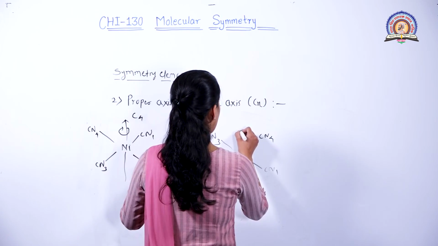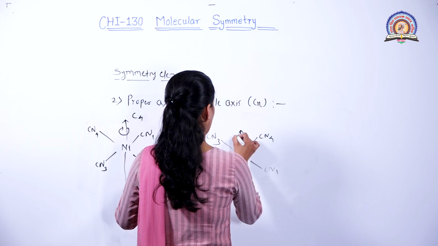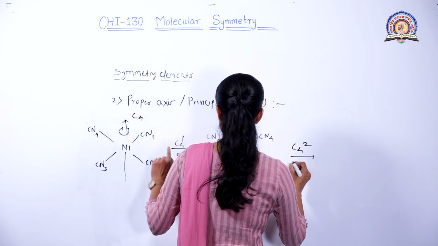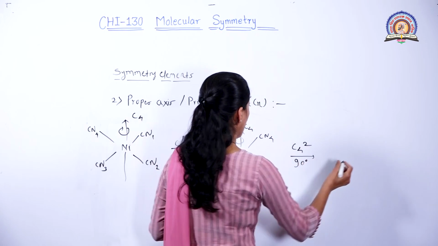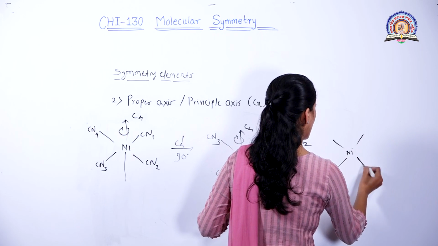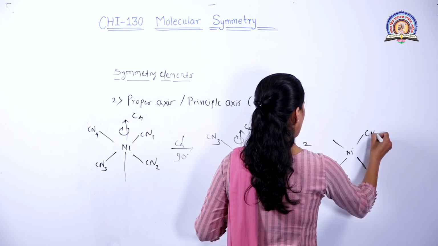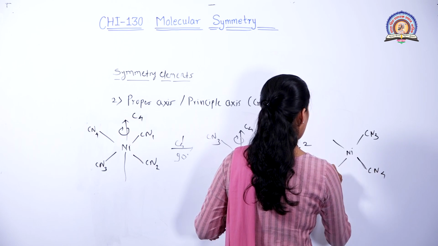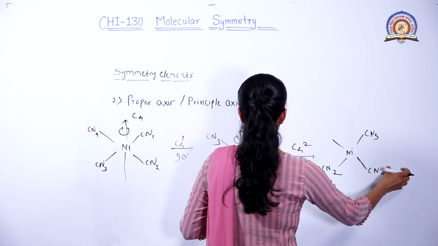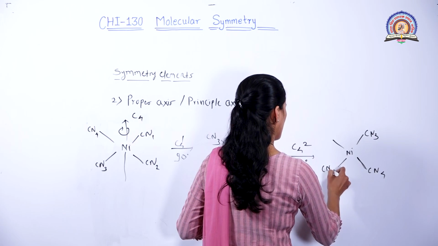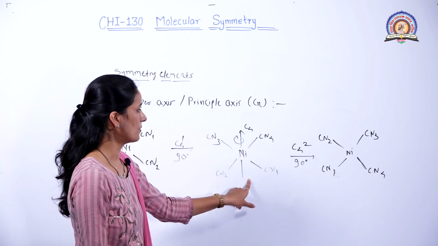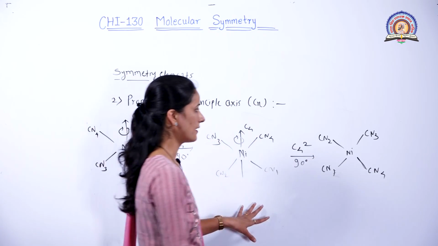The second operation, C4, that is second operation, C4 twice at 90 degrees. Then the position of all the CN will change, that is C3 is here, CN4 is here, CN2 is here, 3, 4, CN1 is here and CN2 is here. Still I have to rotate this molecule by 90 degrees and again by 90 degrees.